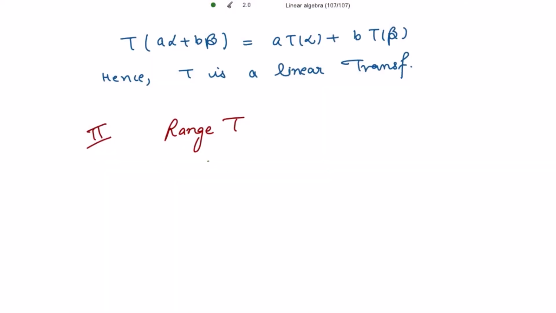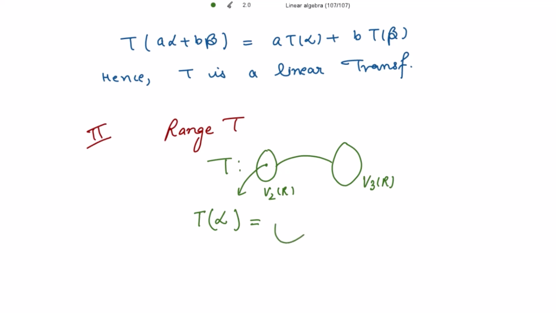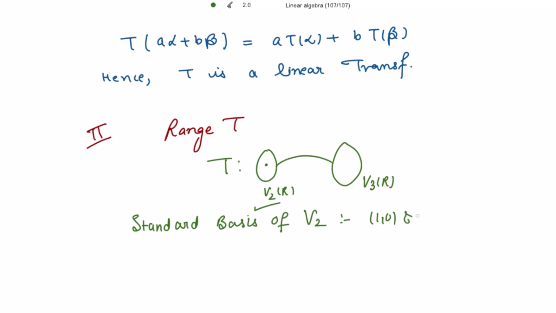For that, if T is a transformation from V2(R) into V3(R), to find the range we need to take one element from this. Let's say alpha vector. Then apply T on this to get the value in this vector space. Right? Now we know the standard basis of V2(R), if I consider the standard basis of V2, that is (1, 0) and (0, 1), right? So these are the two vectors that belong to V2(R).